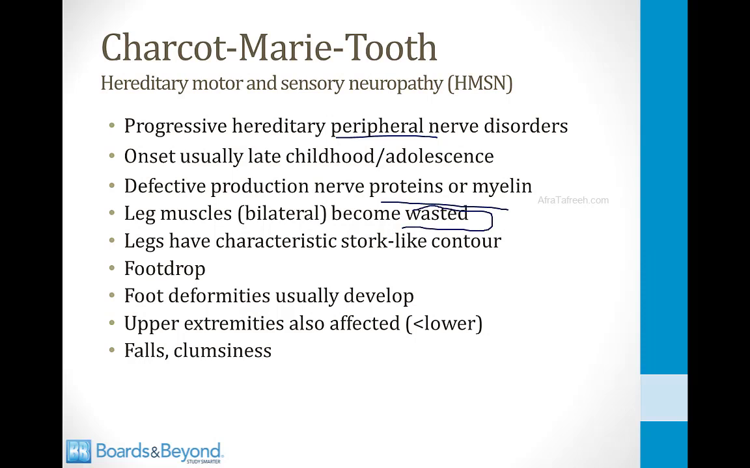loss of innervation down in the lower extremities. They have this characteristic stork-like contour and foot drop, and they can have foot deformities. And that's the way you're going to recognize this in board questions. It's going to be a patient with weakness who has severe deformities of the lower extremities and feet. The upper extremities are sometimes affected, but not as much as the lower, and these patients will have falls and clumsiness. So when you see falls and clumsiness in a board question, you might start thinking of ataxia and cerebellar things, but when you see that the feet and the legs are very abnormal, you should think of this problem.